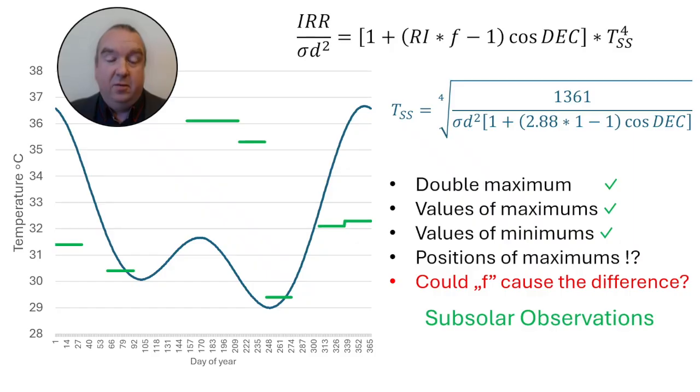We have the double maximum curve. We have the values of the maximums. We have the values of the minimums. But the positions of the maximums are not correct. Could it be that the unknown f function is the cause of the difference?